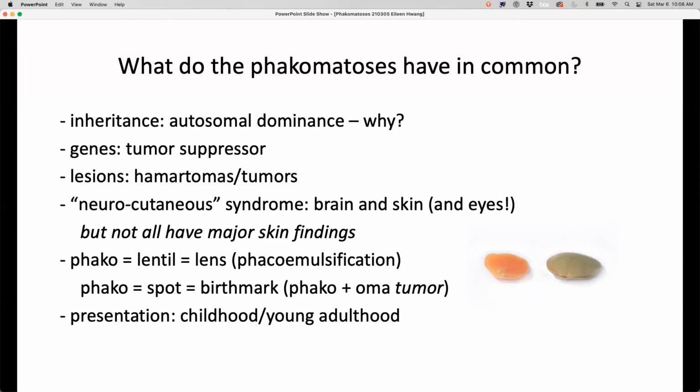The other thing, I think you guys did really great in terms of covering the things that they have in common. The only things that I would add is that they often present in childhood and young adulthood. But some of these findings are not necessarily present at birth. They pop up sometime during childhood. And the other thing that I would add is, what is a rational explanation for why so many of these diseases are autosomal dominant? I like how I called it autosomal dominance.